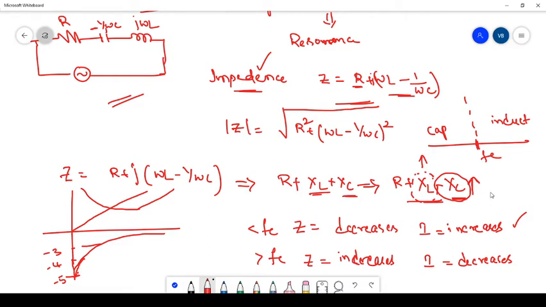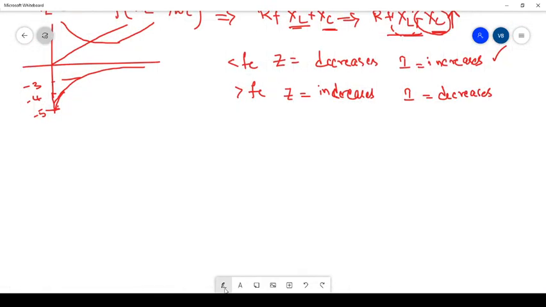After Fc, the reactance of the inductive parameter increases. Whenever the reactive component of the inductor increases, Z also increases, because this is a positive sign. So Z increases, so I decreases. We can plot the graph for this by taking these two conditions.